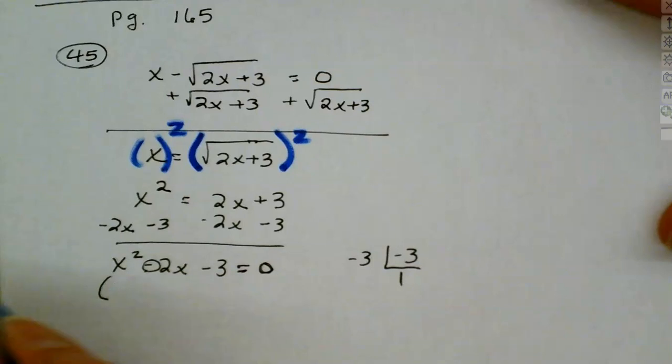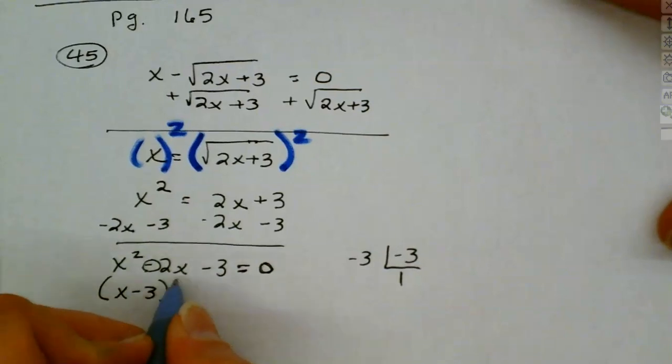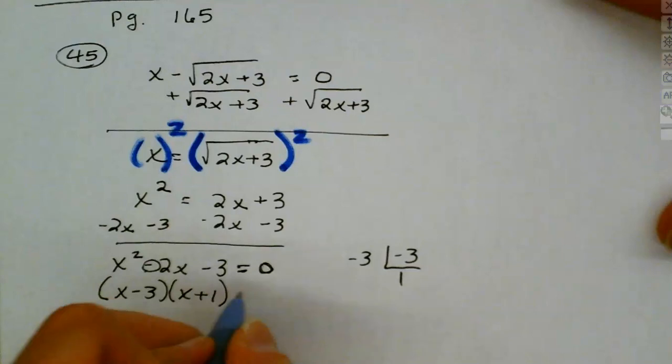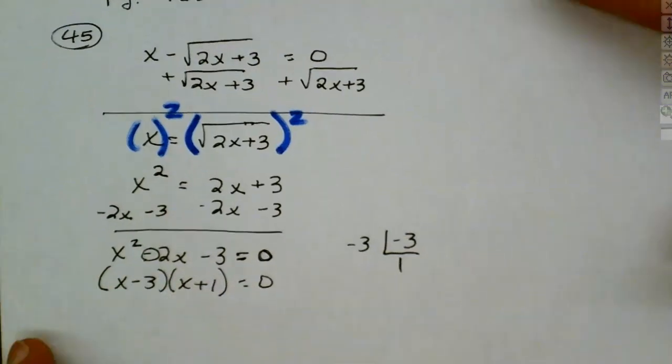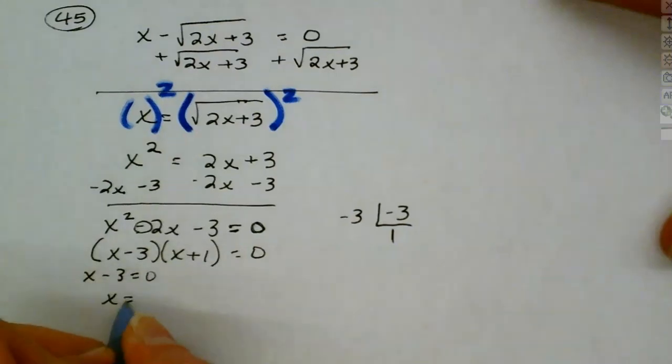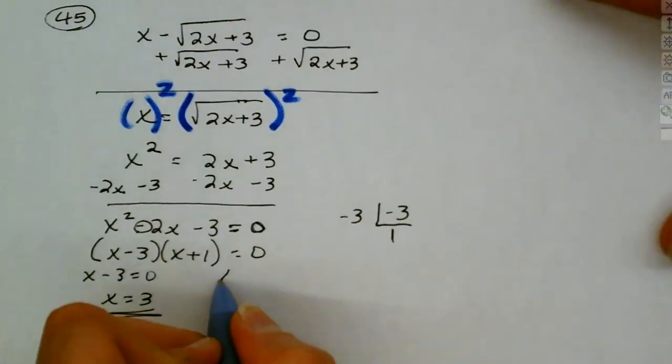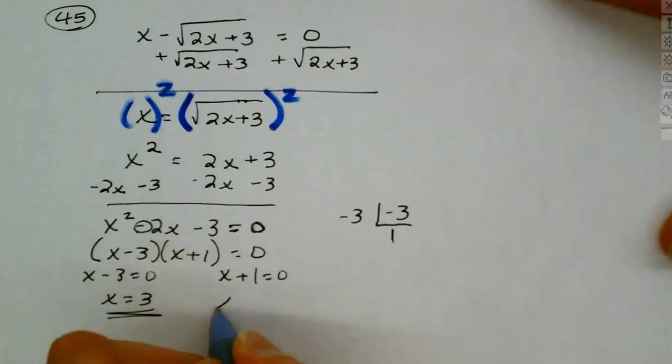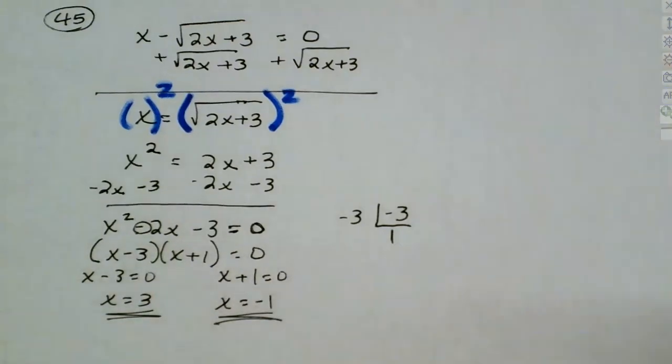So that gives me then x minus 3, x plus 1 equals 0. So x minus 3 equals 0, so x equals 3. X plus 1 equals 0, so x equals a negative 1. Now, we are not done yet, because our step-by-step procedure says we isolate, we square, we solve. The last step is we have to check these back in the original.